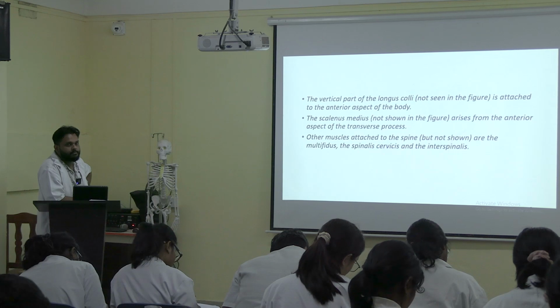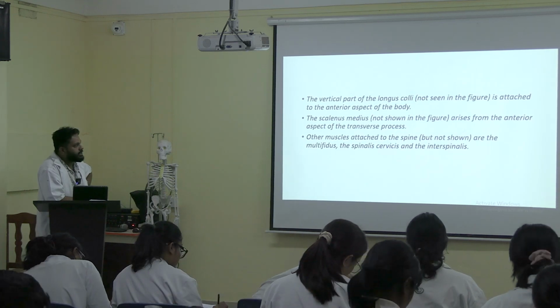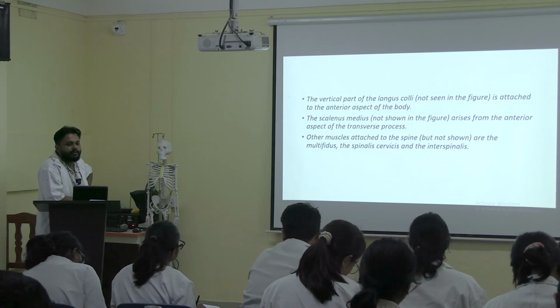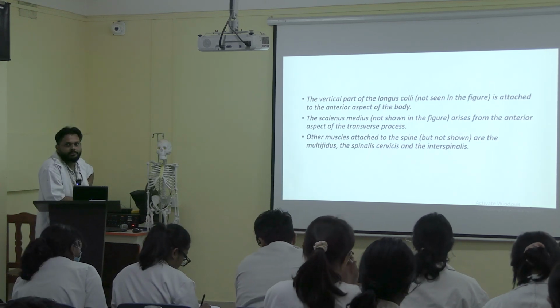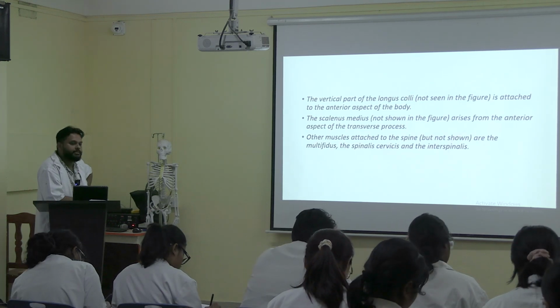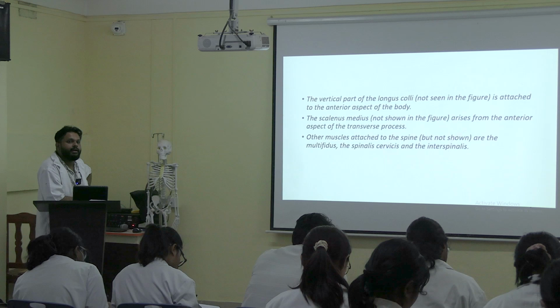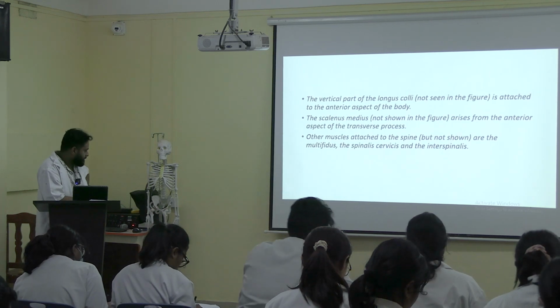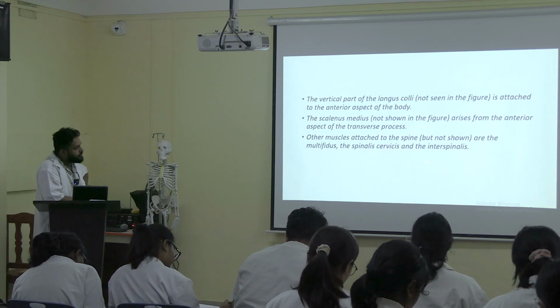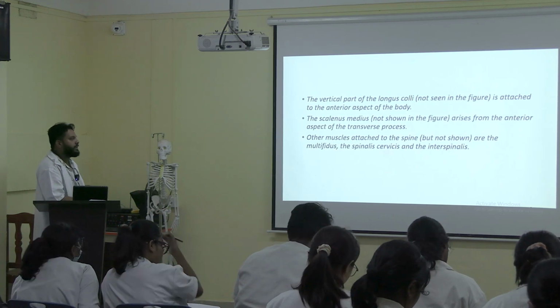Other muscles attached to the spine are, first of all, multifidus, spinalis cervicis and the interspinalis. Multifidus, interspinalis and spinalis cervicis. Spine पे क्या गया है? Multifidus, interspinalis and spinalis cervicis.